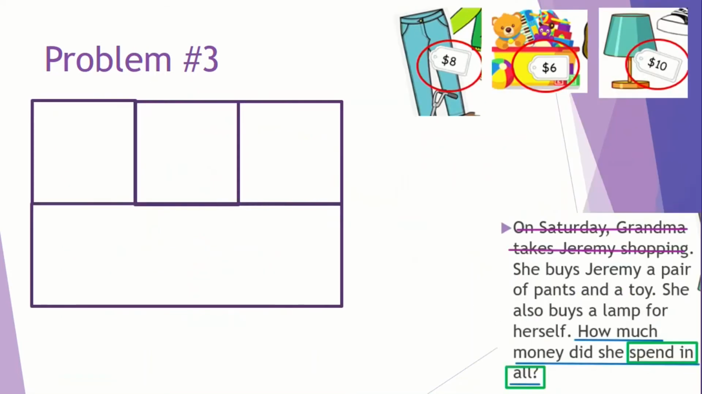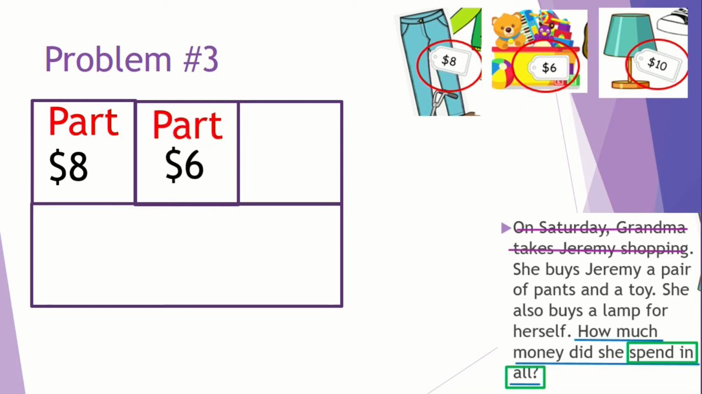This one has more than one step, so we're going to have to do some extra work. Our part-whole model is going to have 3 parts instead of 2. We know how much the pants are. The pants are $8. So that is one part. The toy is $6. So that's our second part. And the lamp is $10. That is our third part.